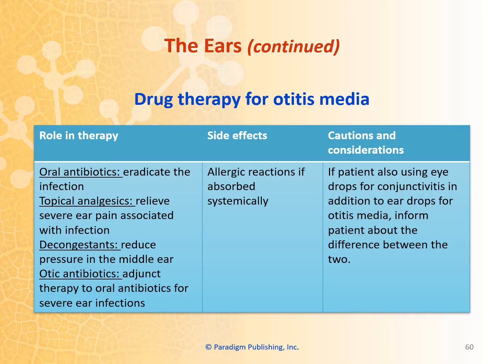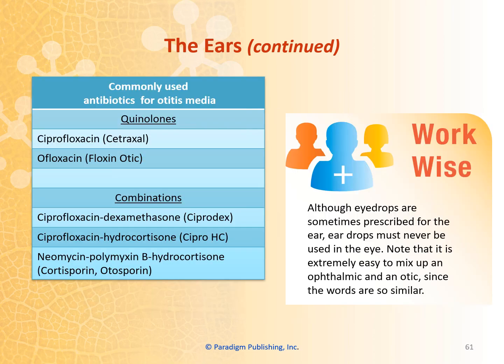Here's some different drug therapies for an ear infection. You have oral antibiotics, topical analgesics, decongestants, and otic antibiotics. The different classifications of antibiotics for ear infections include quinolones, which are ciprofloxacin and ofloxacin, and then combination drugs, which include an antibiotic and a steroid.